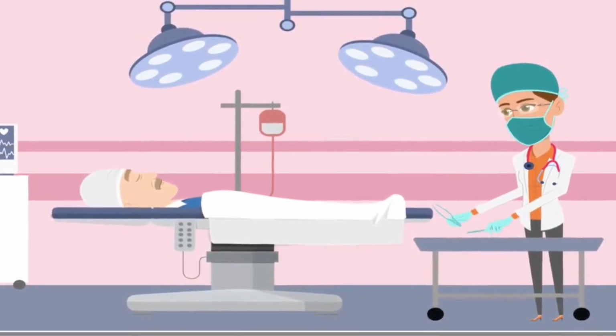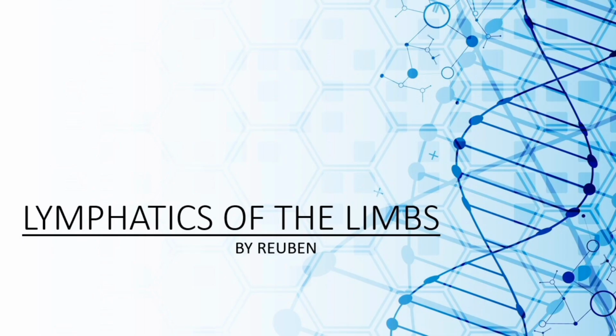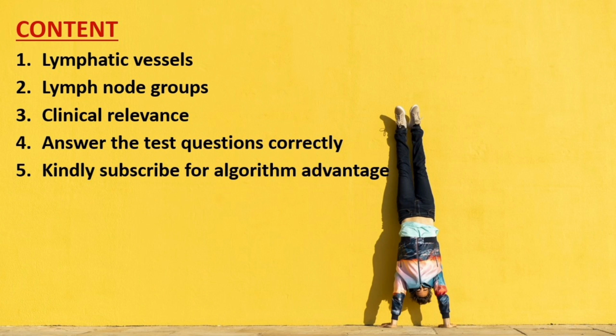Without further ado, let's dive into today's topic. The lymphatic drainage of the upper and lower limbs. In lymphatics you are expected to capture the following. 1. Lymphatic vessels of the lower and upper limb, plus their branches. 2. The lymph node groups of the upper and lower limb. 3. The clinical relevance of the nodes. 4. Understand the content and answer the tricky questions that we have set for you in this video correctly.